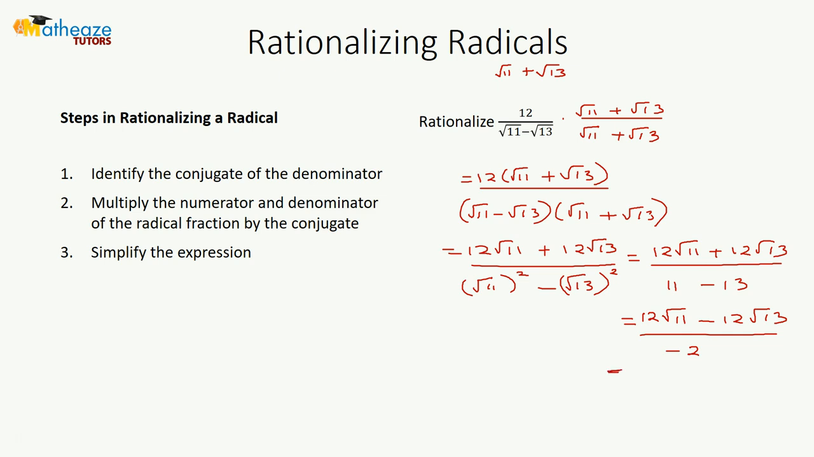So what we can see here is we can divide each of these terms by negative 2. So we have negative 6 square root of 11 plus 6 square root of 13. So this is how you rationalize radicals.